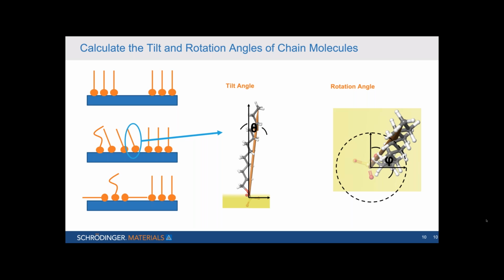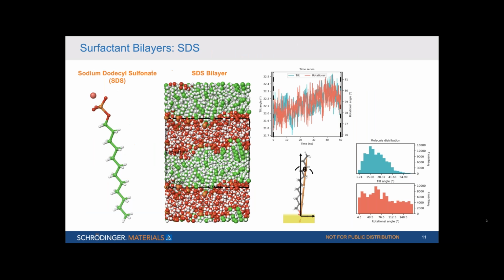So we can see, if you change something like temperature, how does that affect the relative orientation, the tilt angles of the surfactants at a surface? And so, again, a very simple example is looking at maybe an SDS bilayer, right? So now we've built a model where we've pre-built a layer of SDS molecules and then water and space separated, and we can look at what is the distribution of the tilt angle and the rotation angles. We can see it's pretty well distributed. This forms a nice bilayer.